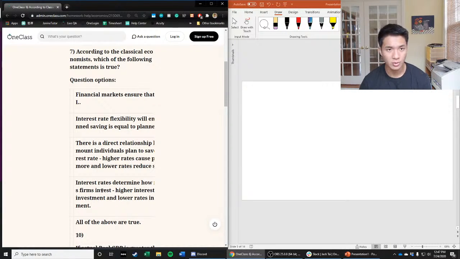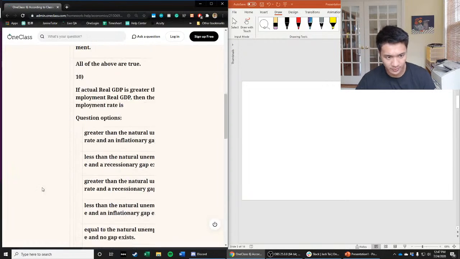Whereas if I told you you have a 10% interest rate or a 20% interest rate on your loan, then investment is going to go down because nobody really wants to pay that much in just interest payments, right? And so you're basically making loaning and investment more expensive. So this is also true. There is that inverse relationship between the two. And so we can see that all 3 of these are true, so we're going to have to select all of the above as our correct answer here.